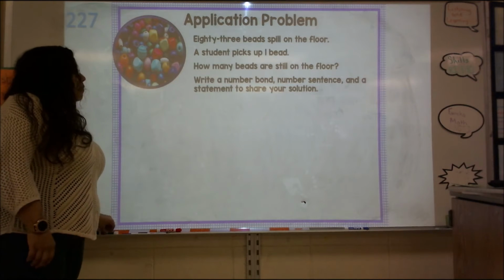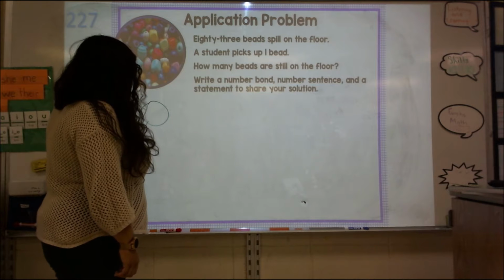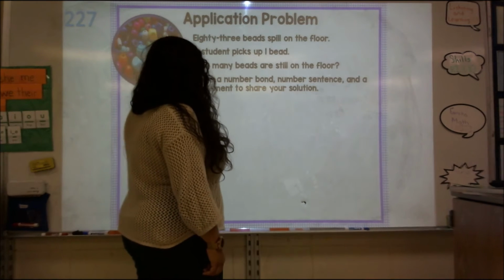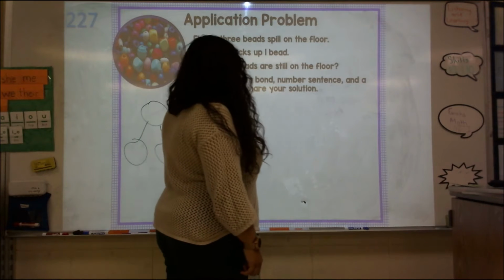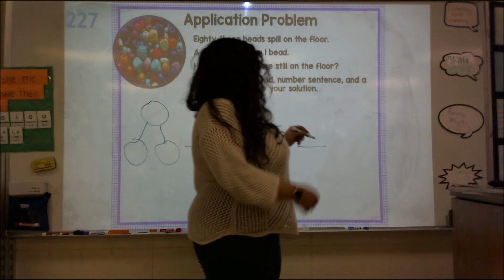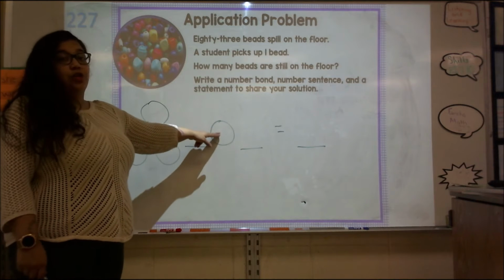Let me get you set up. So we're going to need a number bond. We're going to need a number sentence. So something, we don't know what operation we're performing yet. Something is equal to something. Like I said, I'm going to help you get set up. So let's figure out which operation we're performing.